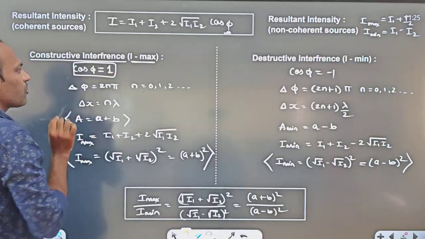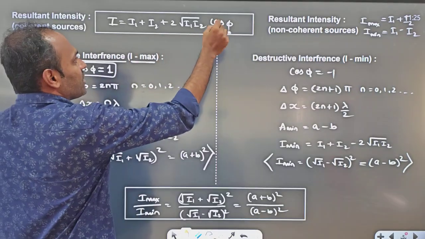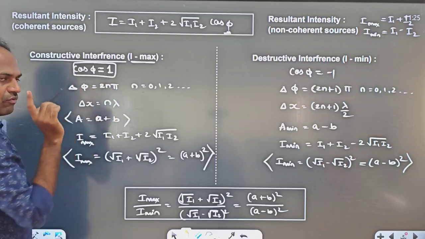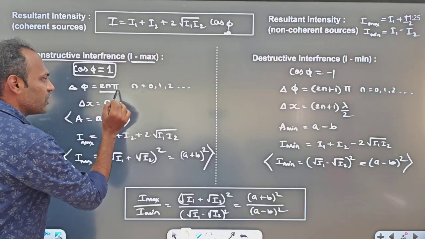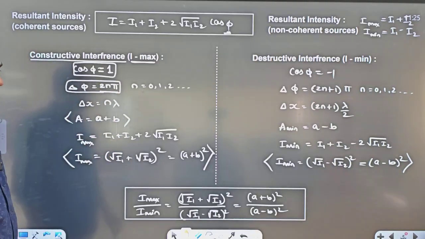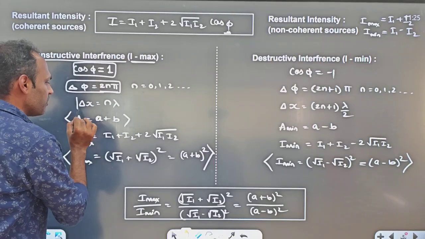We should get the value of cos phi as 1. Then, if you get cos phi value 1, this will be plus 2 root I1 I2. So if you want to get cos phi value 1, then the phase difference phi must be an even multiple of pi, 2n pi. We have to get it as 2n pi, where n is equal to 0, 1, 2, 3, whatever you substitute. So this much has to be the phase difference, and this much will be the path difference.